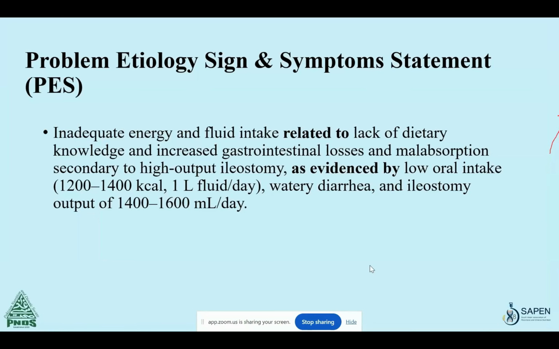And this is our problem, etiology, sign and symptom statement. She was having inadequate energy and fluid intake related to the lack of dietary knowledge and increased GI losses and malabsorption, secondary to high ileostomy output. And it is evident by the low oral intake, 1200 to 1400 calories, watery diarrhea, and ileostomy output of 1400 to 1600 ml per day.